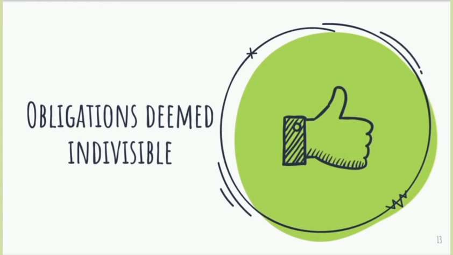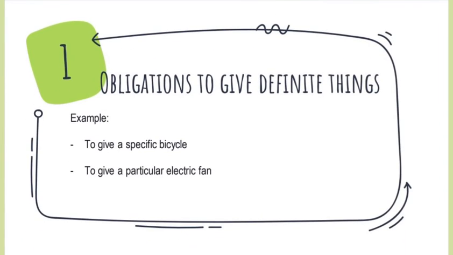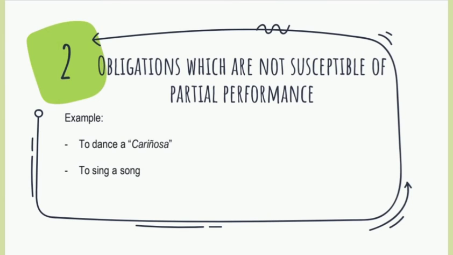So there are 4 instances wherein an obligation is deemed to be indivisible. First is obligations to give definite things. So kapag yung thing or yung object is definite, indivisible lagi yan. So for example, is to give a specific bicycle. Another is to give a particular electric fan. Second, obligations which are not susceptible of partial performance. So for example, to dance a cariñosa or to sing a song. Indivisible obligation siya kasi nire-require nito na i-perform lahat ng parts.